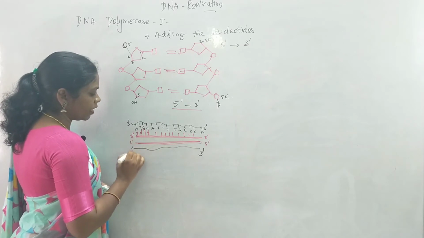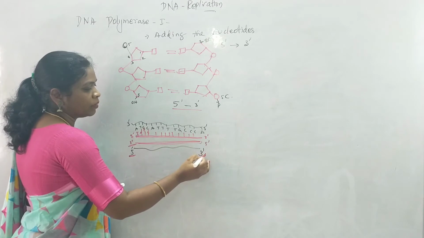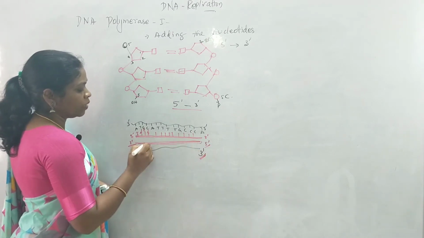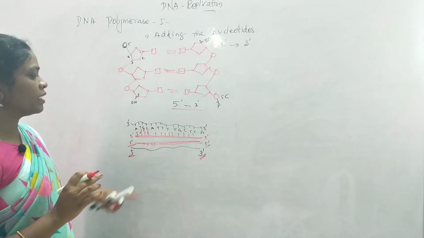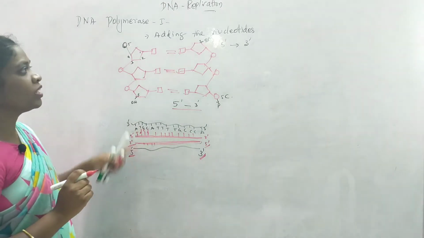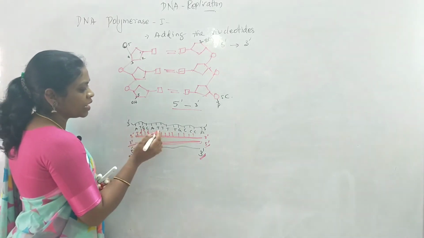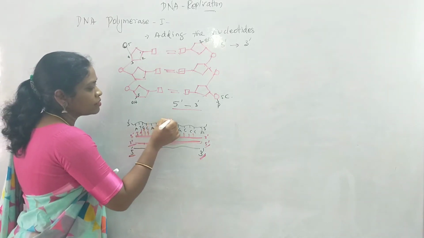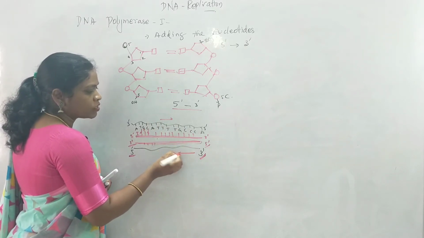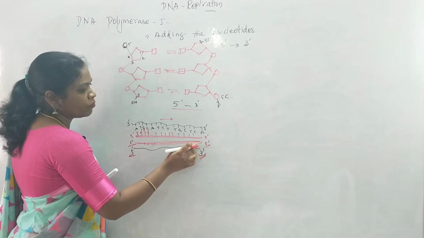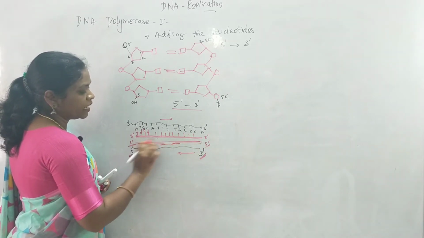Here you can find the 5' end. The opposite is the 3' direction, where you can find 3'. Here it is 5', where you can copy the nucleotide, that is a base pair, from the parent strand to the daughter strand. So the DNA polymerase will add the nucleotides. In the case of this strand, the nucleotides are added in this direction. In the case of the lower strand, it is added in this direction. So it is adding from 5' to 3' direction. In this way, the nucleotides are getting added.